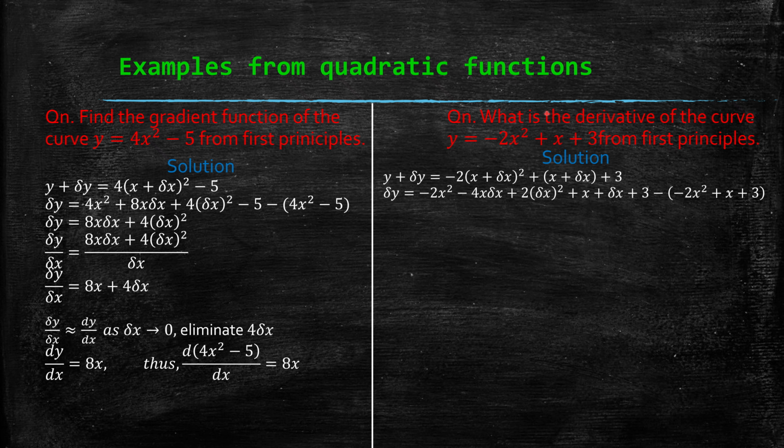Then our next step is going to make small change in y the subject by taking this y across signs. When we do so and try to simplify using our knowledge of algebra, we're going to have negative 2x squared minus 4x small change in x plus 2 small change in x squared, then plus x plus small change in x plus 3, then minus the y that we have taken across signs, which is negative 2x squared plus x plus 3.